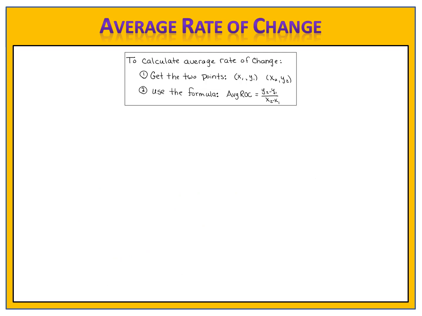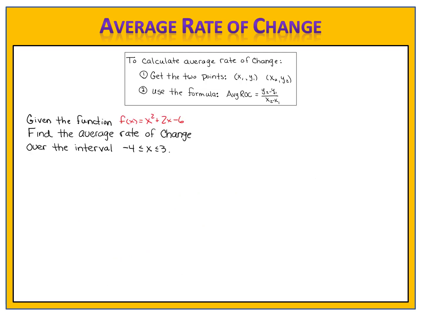Here's a function for you to try. Suppose we have the function f of x equals x squared plus 2x minus 6. We want to find the average rate of change over the given interval when x goes from -4 to +3. Can you calculate the average rate of change? Begin by finding the 2 points that you need and then using the formula. Give that a try and then come back when you're ready to compare answers.